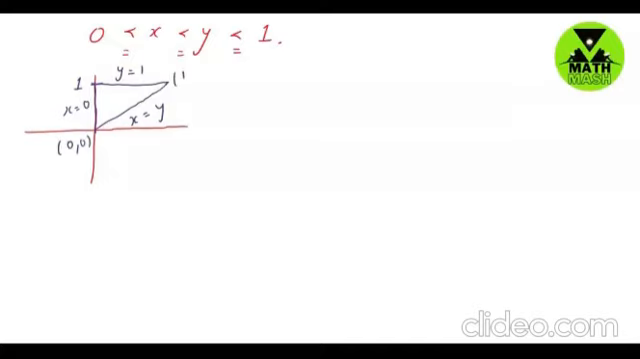(1, 1), because here y is 1, and on the x is equal to y line, x is equal to y as well, so x is equal to 1. And this point is (0, 1). So this is the region where the function is defined.